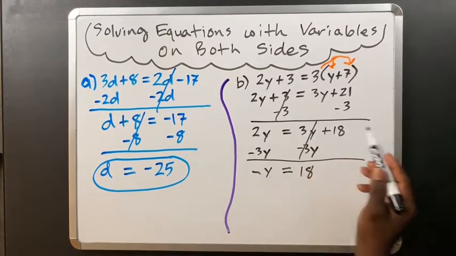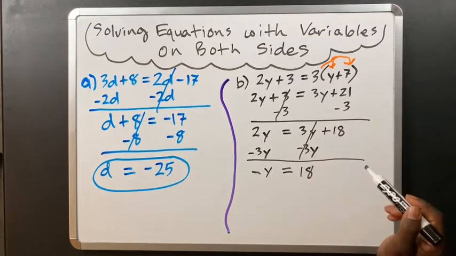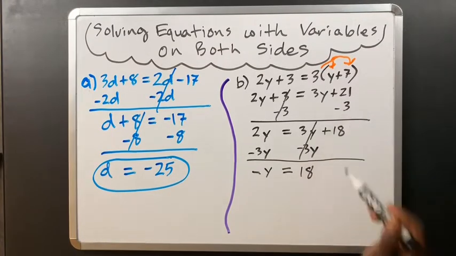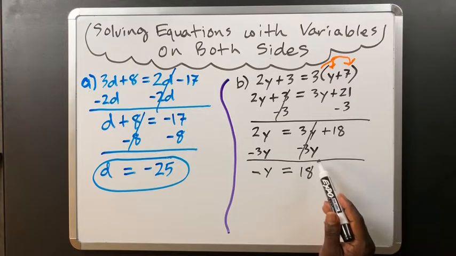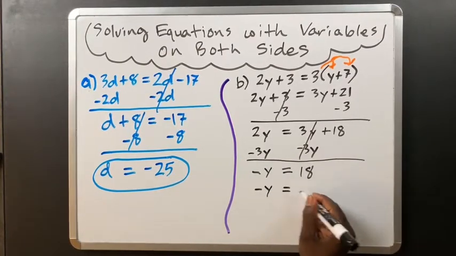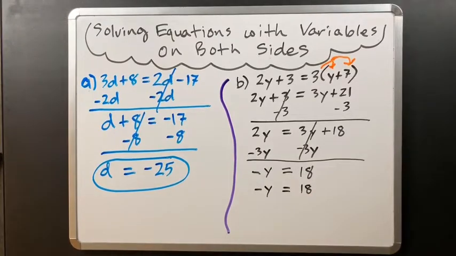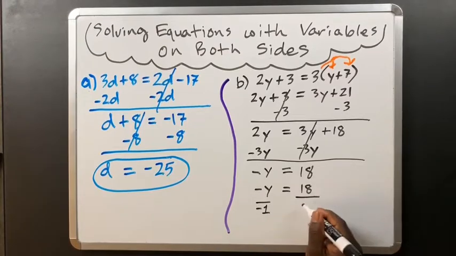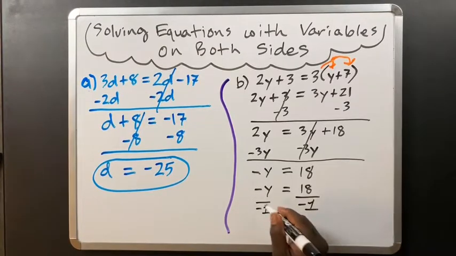And remember, we use the subtraction property of equality here. Bring down that minus y equals 18. The coefficient of that y is negative 1. So the opposite of multiplying y by negative 1 is to divide y by negative 1. So we're going to divide that by negative 1 and divide this side by negative 1.